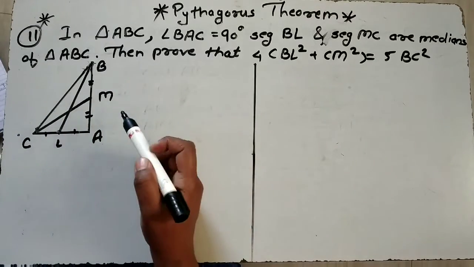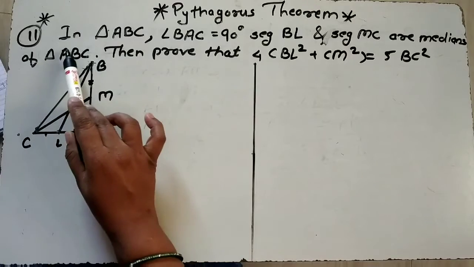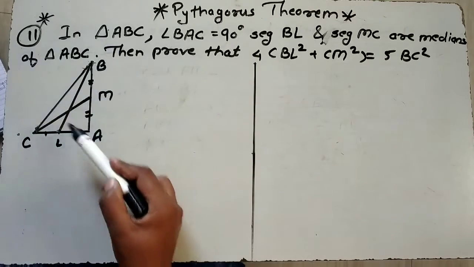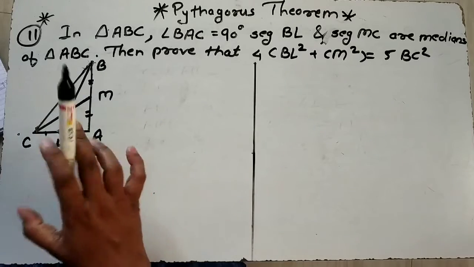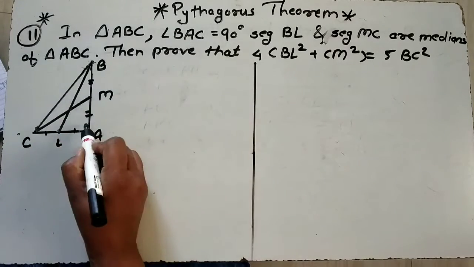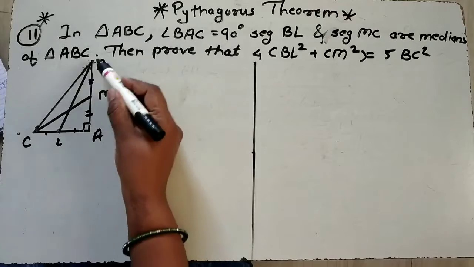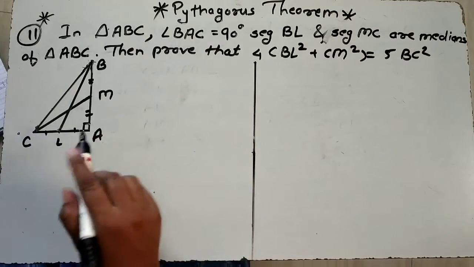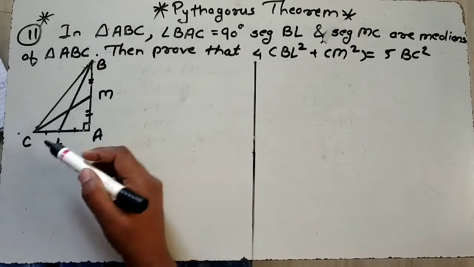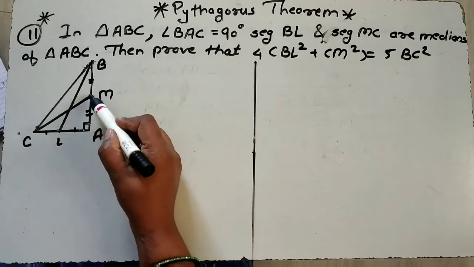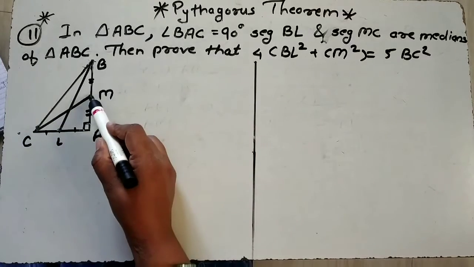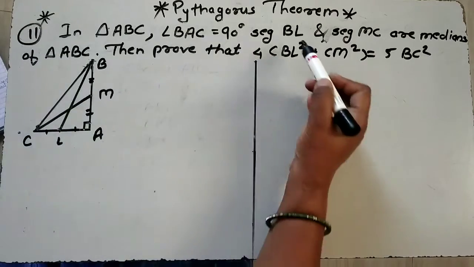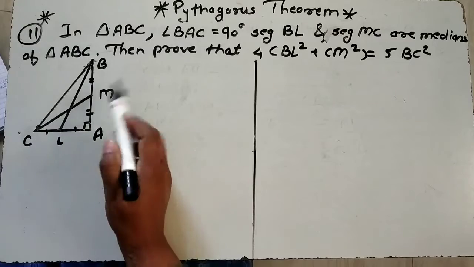So this is the 11th question from the textbook, and in this question they inform us that in triangle ABC, angle BAC is 90 degrees. BL is a median, and CM is also a median. A median is the line which joins the vertex and the midpoint of the opposite side of a triangle, and you know that. So BL and CM are the medians.